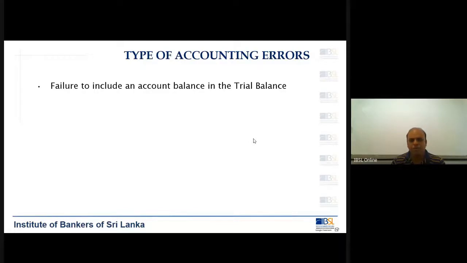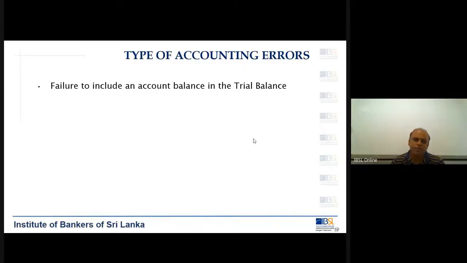But unfortunately, you have not picked one particular account. The balance of one particular account is not picked to the trial balance. What happens? Your total debits and credits won't agree, because the balance pertaining to one of your accounts has not been captured. But this doesn't happen when you are using a computer system. This difference you have to understand.